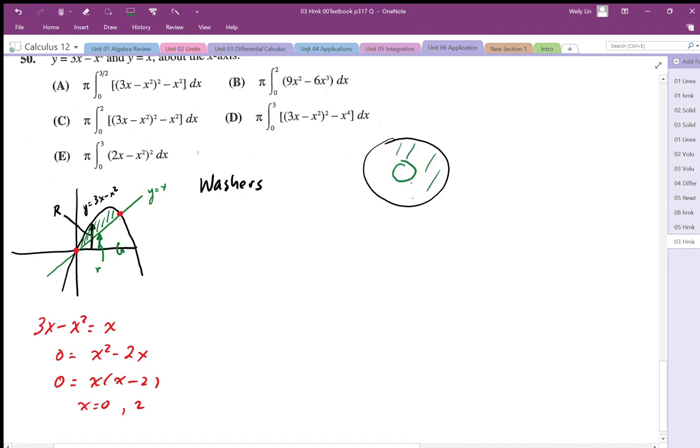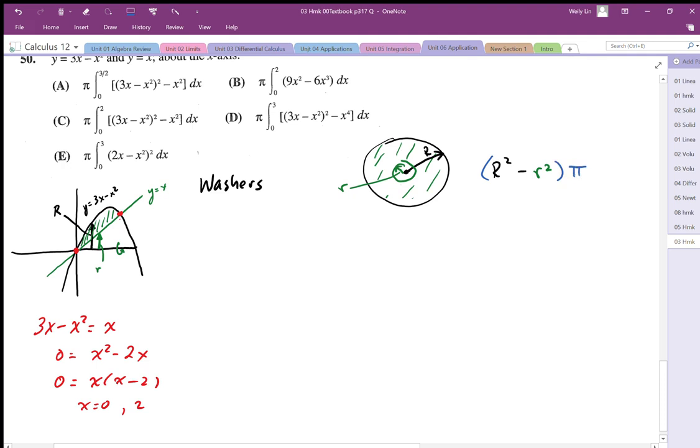Okay, so there's my area, and the outside radius is going to be my big R, which I've labeled. That's my big R, and then the inside radius is going to be this little r in here. The area of that washer is going to be pi times big R squared minus pi times little r squared. Then I can just factor out the pi, and I end up with big R squared minus little r squared.